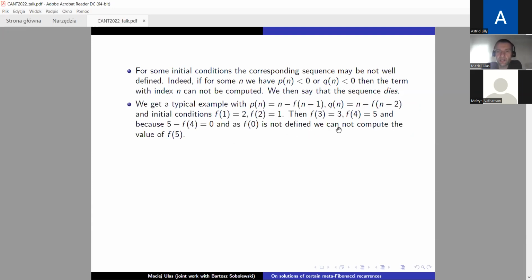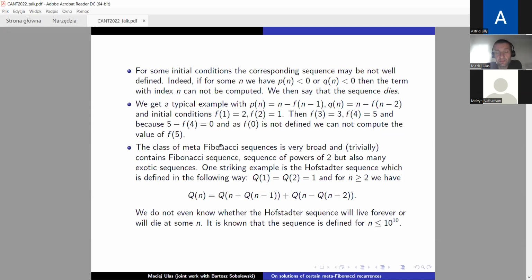Okay, so a typical example of a meta Fibonacci sequence is the following. We can take Pn equal to n minus fn minus 1 and Qn equal to n minus fn minus 2. So if you take initial conditions f1 equal to 2 and f2 equal to 1, then we can compute f3 is equal to 3, f4 is equal to 5. But if we try to compute 5 minus f4, we get 0. Because we don't know what f0 is, we do not define this value, so we cannot compute the value of f5. So sometimes we have a problem with the definition of a meta Fibonacci sequence.